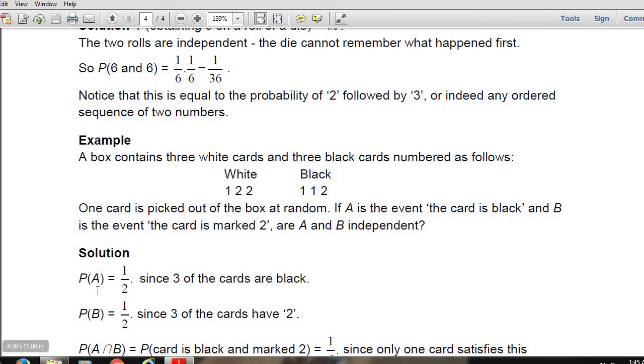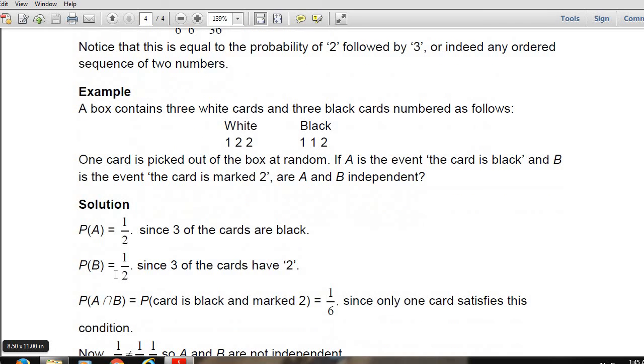Here, see that the probability of A is half, because the box contains 3 white cards and 3 black cards. That is, there are 6 cards in the box, and A is the event that the card is black. There are 3 black cards in the box. Therefore, probability of A is 3 by 6, which is half. Similarly, probability of B is also half, because 3 cards are marked as 2 and the total number of cards is 6. Therefore, this is also half.